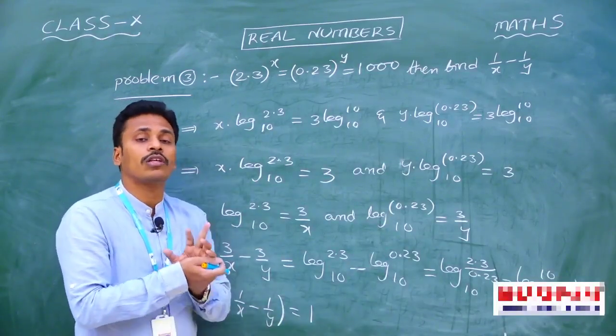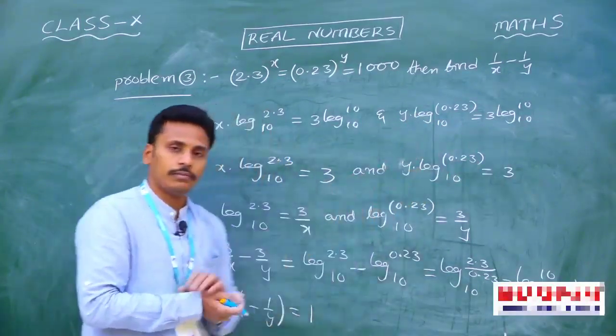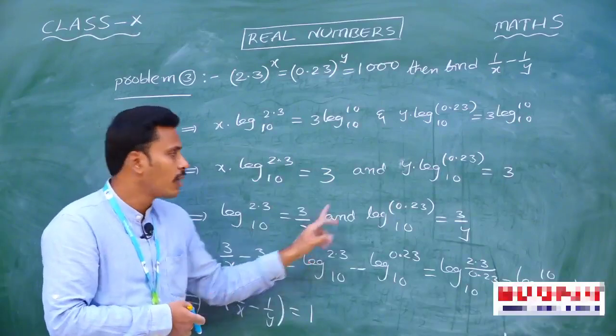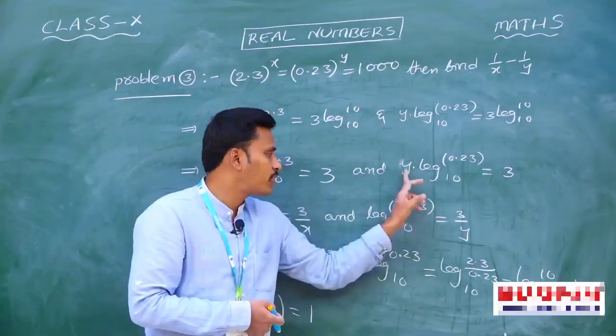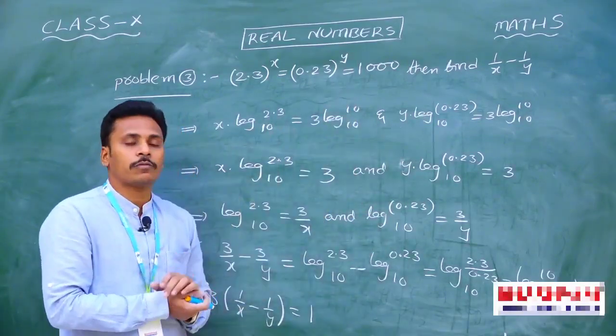Logarithm of any number to the same base is 1. That's why this is 3 and this value is again 3. And now from there, logarithm of 2.3 base 10 is 3 by x, and logarithm of 0.23 base 10 is 3 by y. So look at these two. I need to find 1 by x minus 1 by y.